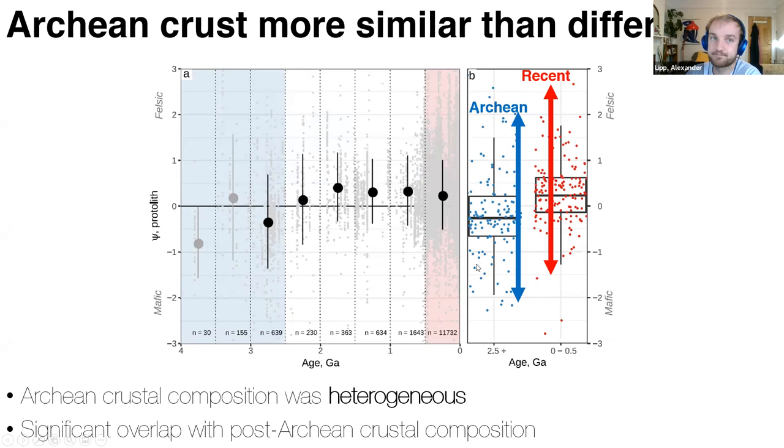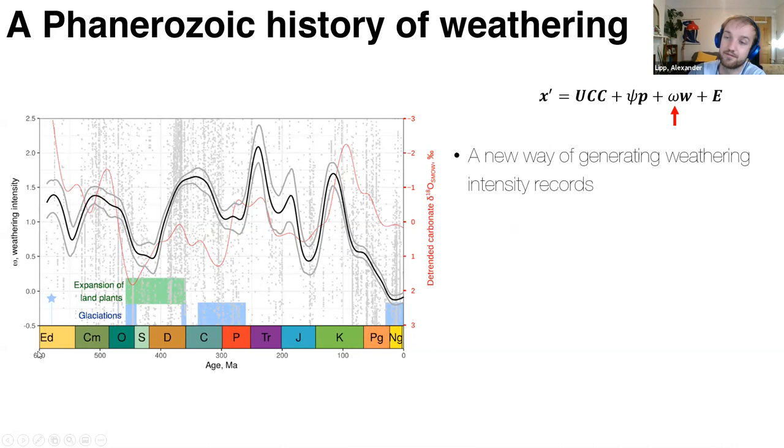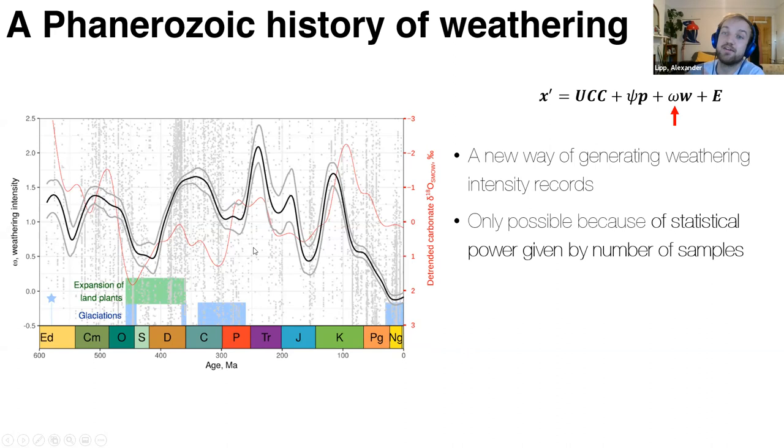Now, finally, we've focused pretty much entirely on average protolith compositions, but we can do slightly better because we also have that weathering term. Whilst we've been undoing the effect of weathering to get at the composition of the sediments, we're also interested in weathering intensity itself. So what we did here is we took all of the samples from the Phanerozoic in the SGP data set, 600 million years and younger, and calculated using our new method the intensity of weathering they've experienced. The black curve here just represents the Gaussian smooth of all the same noisy gray point data. And this is a new way of generating weathering intensity proxy curves through the sedimentary record.